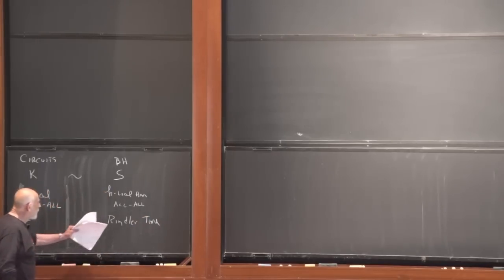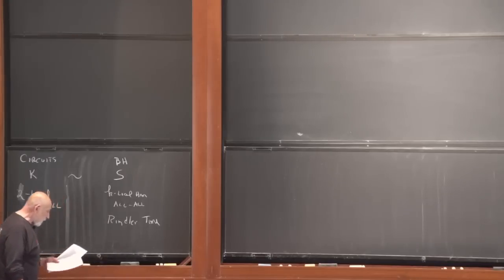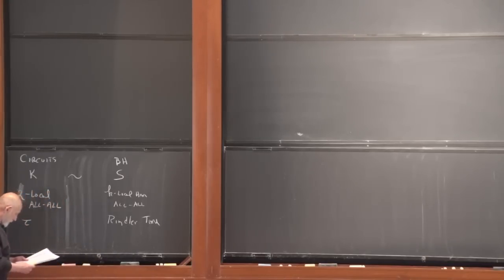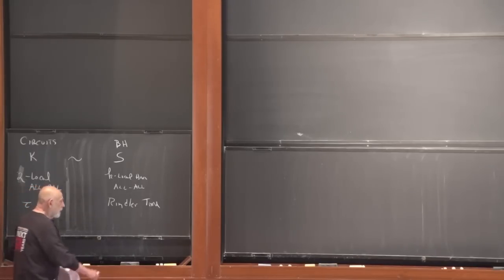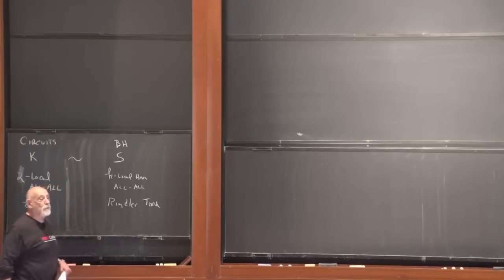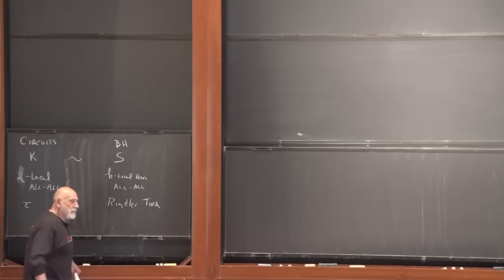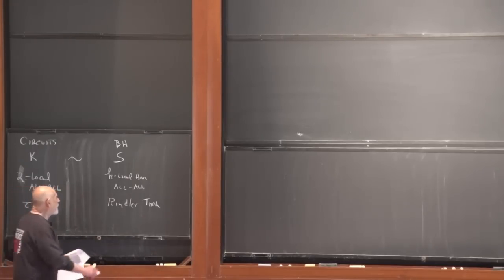Computer time is Rindler time of the black hole. I assume you know what Rindler time means. Up to a factor of 2 pi over beta. Rindler time is dimensionless. Right.